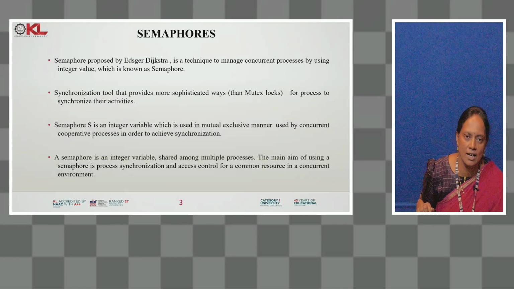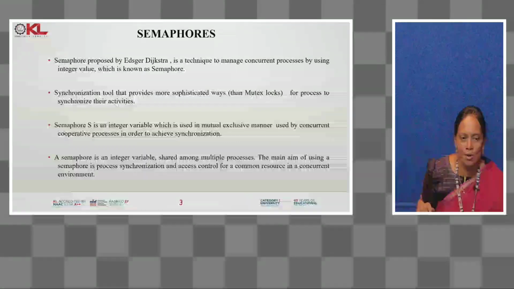The semaphore is nothing but an integer variable that is shared by the different processes. Semaphore S is an integer variable which is used in a mutually exclusive manner by concurrent cooperative processes in order to achieve synchronization. In order to reduce data inconsistency when executing concurrent processes, we are going to use semaphores. A semaphore is an integer variable shared among multiple processes. The main aim of using a semaphore is process synchronization and access control for a common resource in a concurrent environment. To use a shared variable in a concurrent environment, we use semaphores for process synchronization.